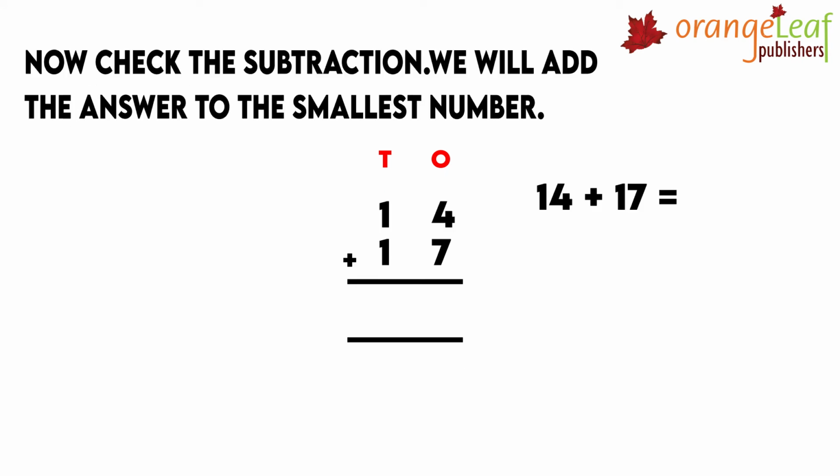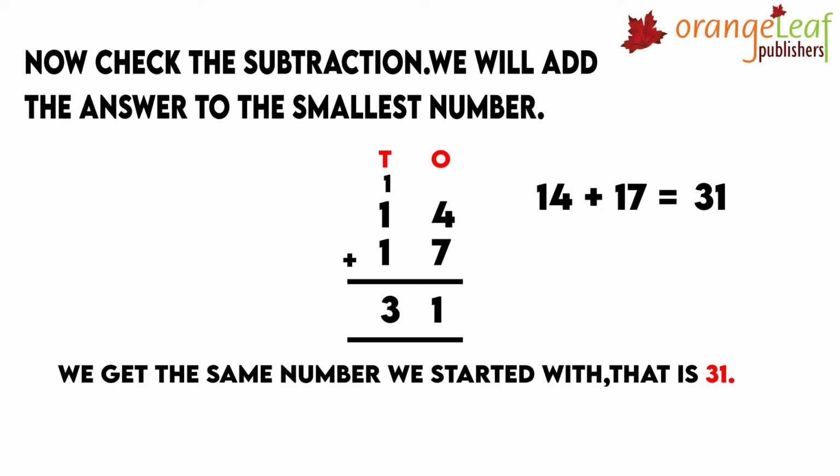Now check the subtraction. We will add the answer to the smaller number, which is 14 plus 17 is equal to 31. We get the same number that we started with, that is 31. So we can say that the answer is correct.